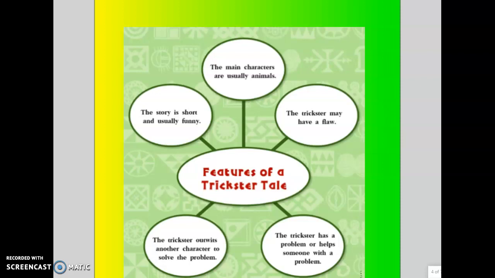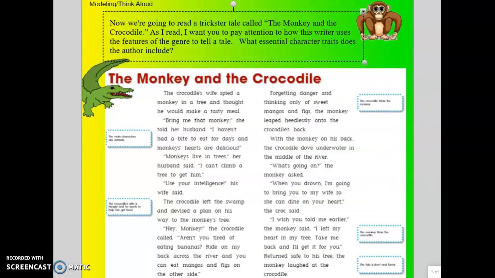So let's take a look at one really quickly. I'm going to read one for you called The Monkey and the Crocodile. So, we're going to read this trickster tale, and as I read, I want you to pay attention to how this writer uses the features of the genre to tell the tale. What essential character traits does the author include? Remember, that was our question we need to think about at the beginning of the lesson.